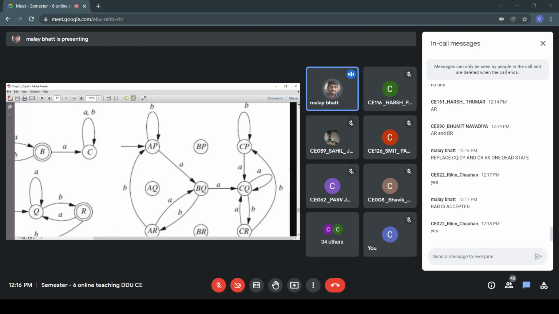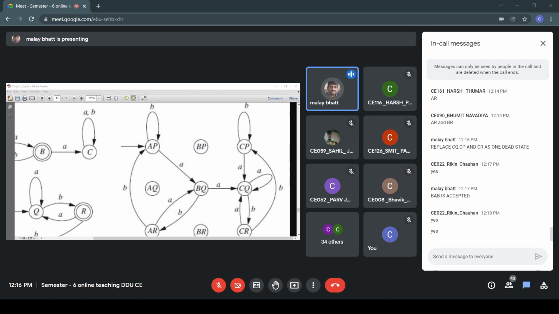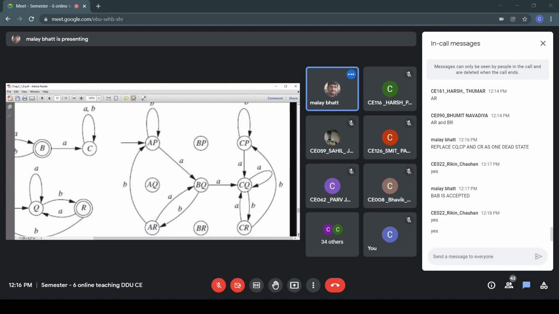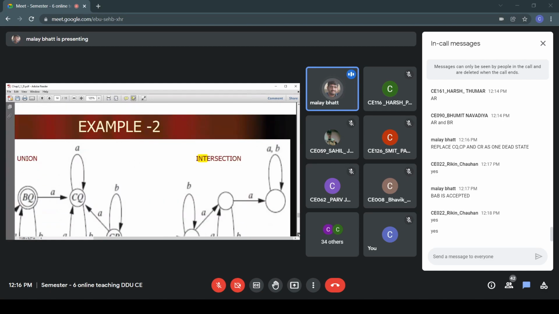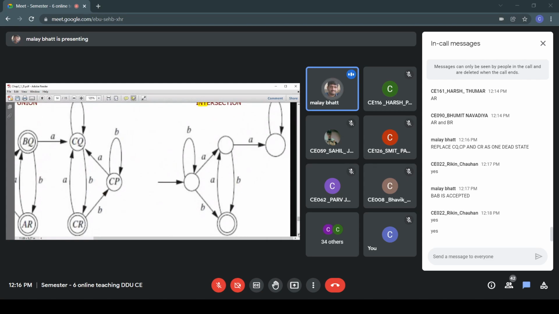You can see that the direction of the arrow is not correct. You can see the direction is from AR to AP. Is it clear? The direction should be from AR to AP. So the direction of the arrow is not correct in this diagram. I hope you can understand this, because there cannot be two outgoing arrows. So the direction should be from this AR to AP. The direction is incorrect. It should be in the reverse direction. Is it clear?